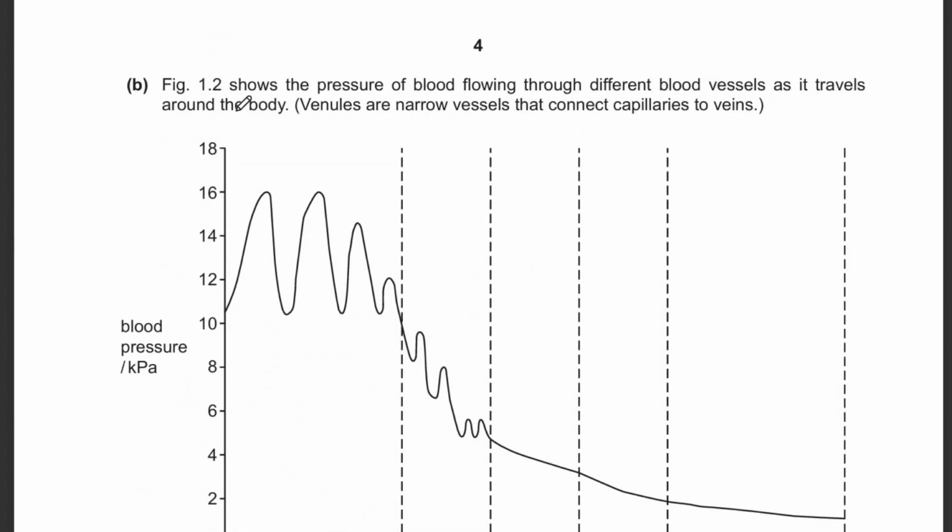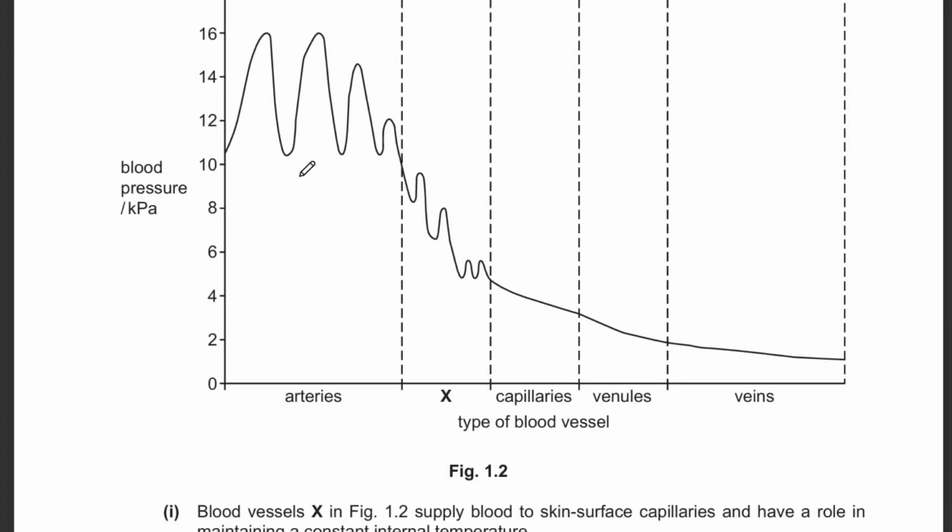Part B says that figure 1.2 shows the pressure of the blood flowing through the different blood vessels as it travels around the body. Venules are the narrow vessels that connect capillaries to the veins. So they have given you the information about the venules, which are the narrow vessels that connect the capillaries to the veins. Alright, so this is the pressure graph.